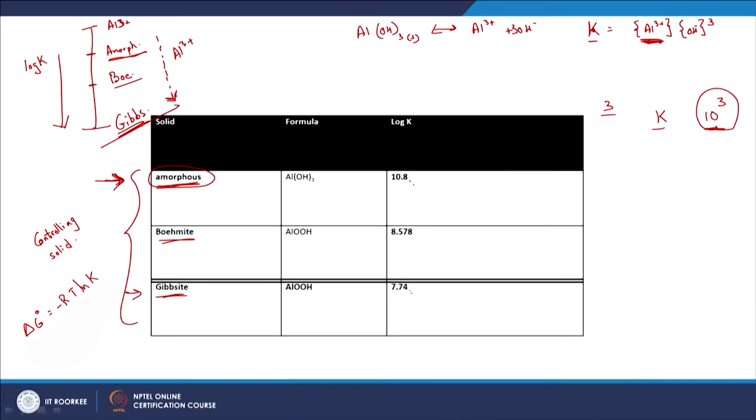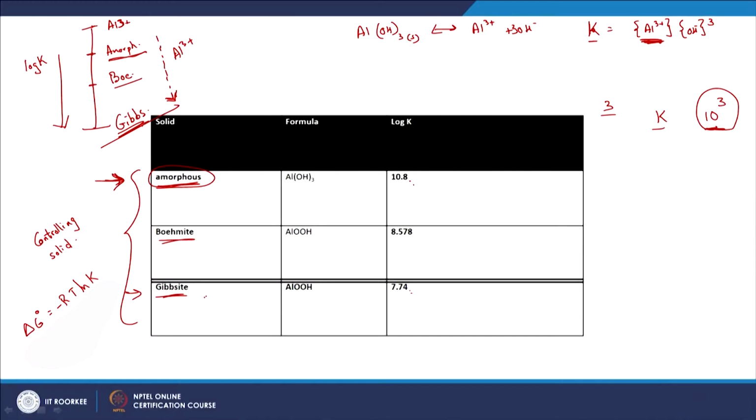Let us summarize here. The controlling solid is important because that drives the concentration of the metal or the ligand that is going to be present in your solution, that is one aspect. And secondly, when we look at which forms first, the most soluble form would be formed first, as in the amorphous form will be formed first. Al3+ can't directly jump to Boehmite; first it will form the amorphous, then it transforms into Boehmite, and then it transforms into Gibbsite. So last would be the form that would be the most insoluble, right.